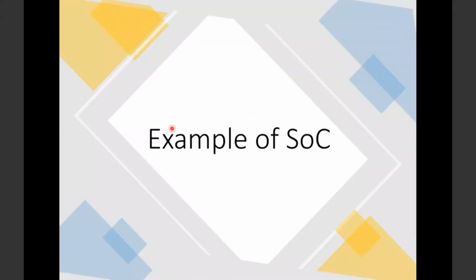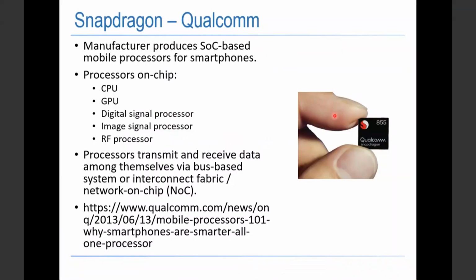Now we are going to look at examples of system on chip. We have a lot of system on chips in the market nowadays. The first one here is the Snapdragon from Qualcomm. Qualcomm is one of the manufacturers that produces system on chip based mobile processors for smartphones. Every time you hear the word Qualcomm, you know that they design the SoC for the smartphone.